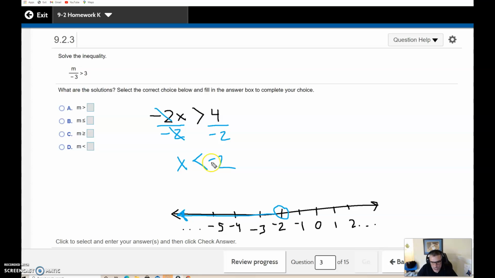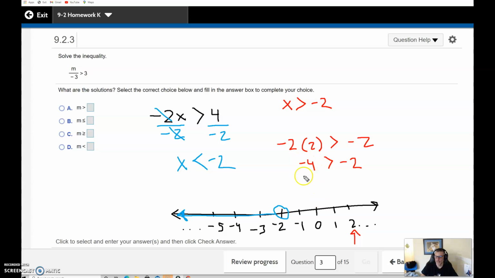If I didn't flip it, I'm going to do this in red because this is wrong. If I didn't flip it, I would have gotten x is greater than negative 2. Well, let's pick a number over here. Let's pick 2. So I'm going to plug it in. Negative 2 times 2 is greater than negative 2. This used to be my x, and I just changed it to the 2. Is this true? Well, negative 2 times 2 is negative 4. Is negative 4 greater than negative 2?